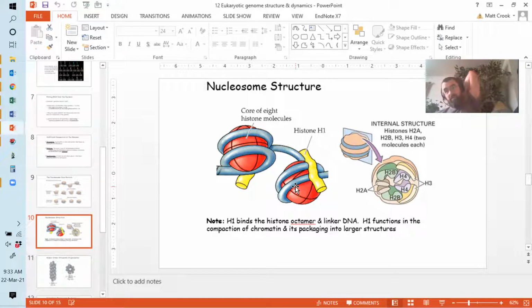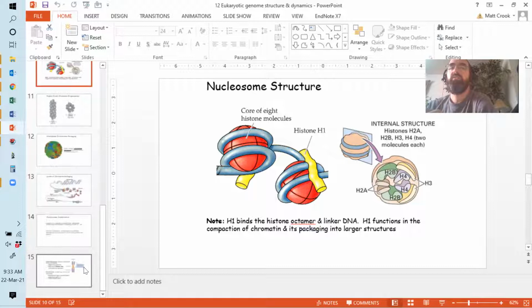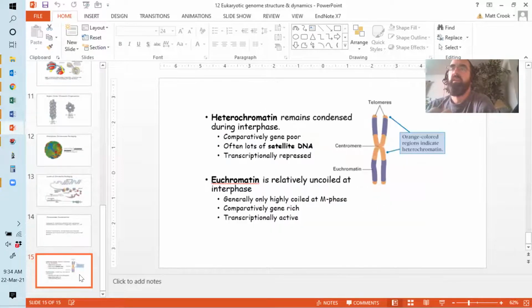So both heterochromatin and euchromatin are made up of the same thing, but it varies in terms of degree of coiling and accessibility. So that chromatin can vary between heterochromatin, which is condensed, kind of inaccessible. So the correct term is transcriptionally repressed, right? So what genes are there tend not to be expressed. It doesn't actually have very many genes present there. It kind of makes sense, right? You don't really want many genes there.